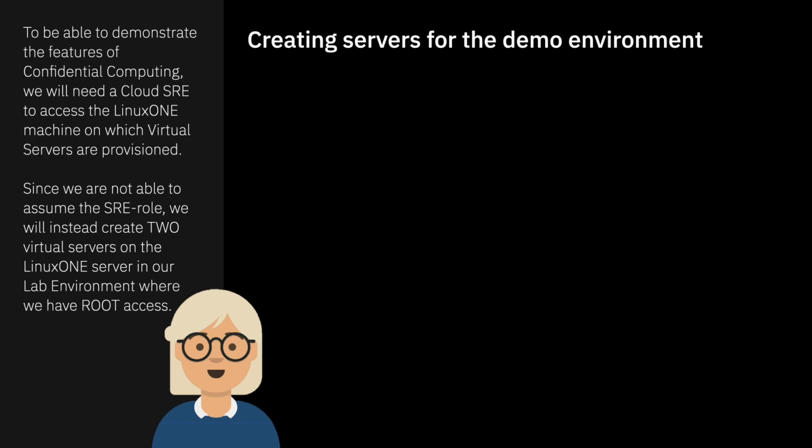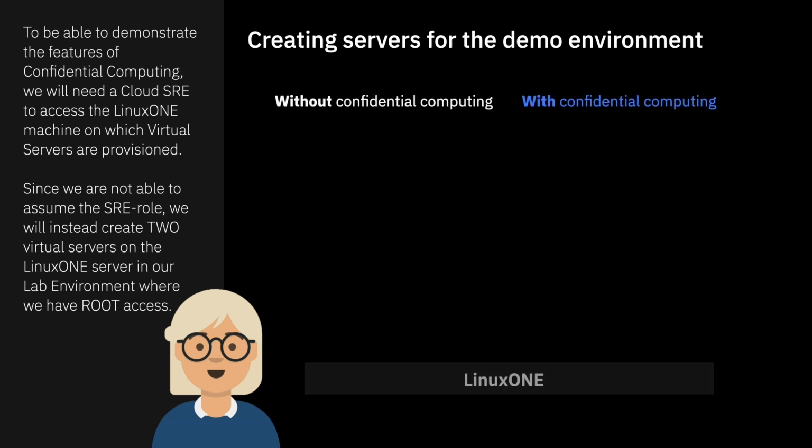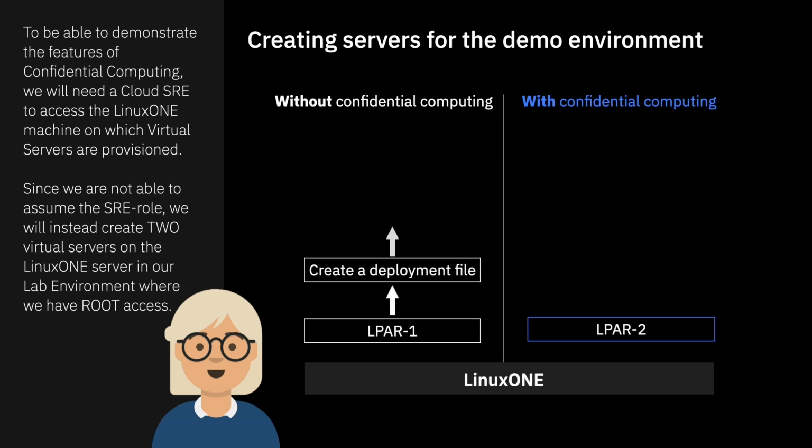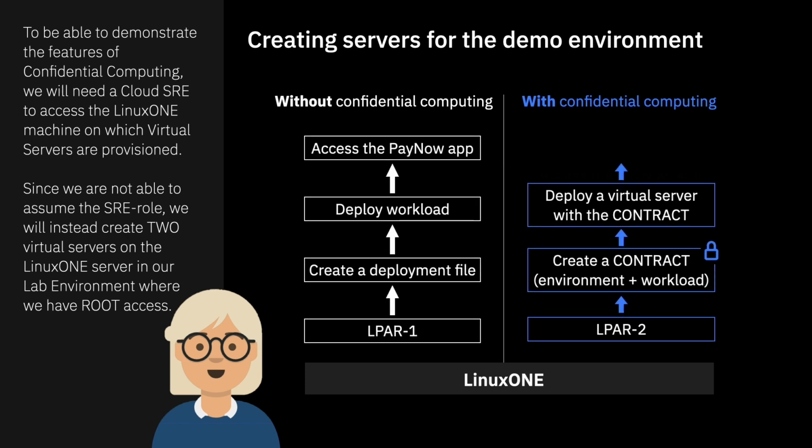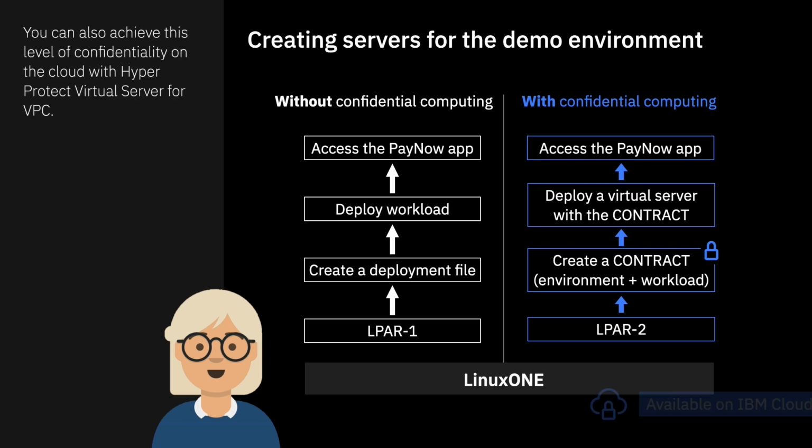To be able to demonstrate the features of confidential computing, we will need a cloud SRE to access the Linux One machine on which virtual servers are provisioned. Since we are not able to assume the SRE role, we will instead create two virtual servers on the Linux One server in our lab environment, where we have root access. You can also achieve this level of confidentiality on the cloud with HyperProtect Virtual Server for VPC.